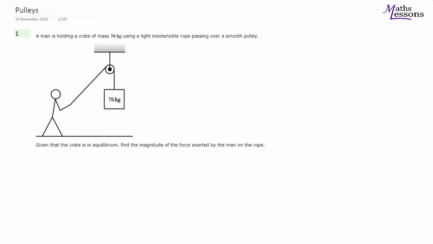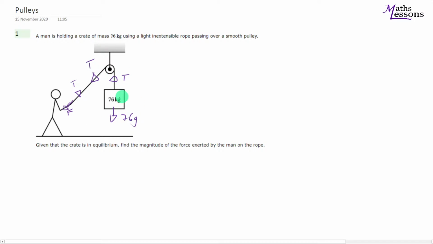Okay, so if you're not sure about these, you're going to be kicking yourself when you see the answer. So we've got tension acting up, we've got 76g acting down, we've got tension acting that way, and then they've got that way as far as the pulley's concerned, but that way as far as the man's concerned, and then he's going to be pulling with a force. Is it a man? It is a man. Pulling a force that way.